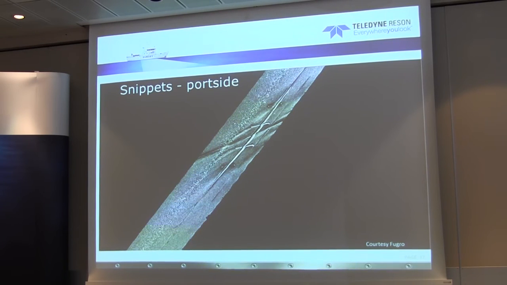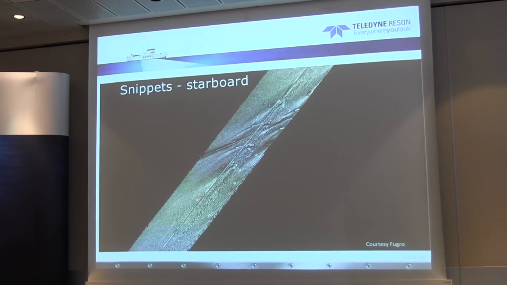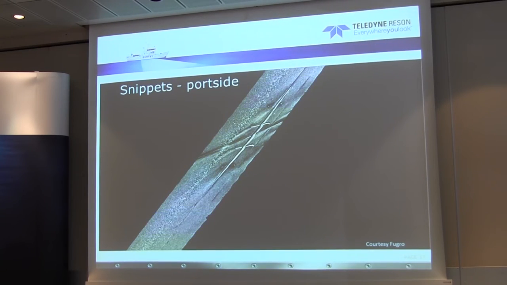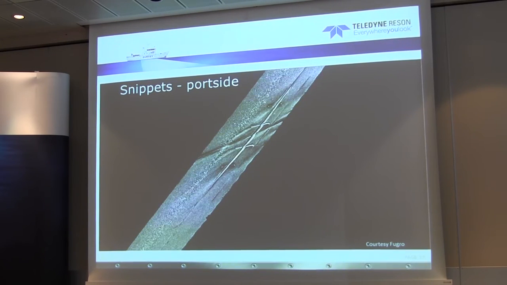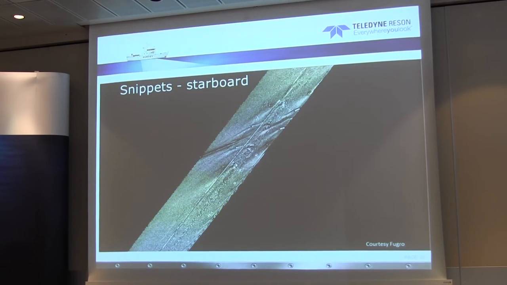So this is the snippets from port side, and then starboard side is, you can't really see it, but just by combining both images, you get that. So I'll just flip back and forth. You can see the difference. There's another small pipe or cable right here.